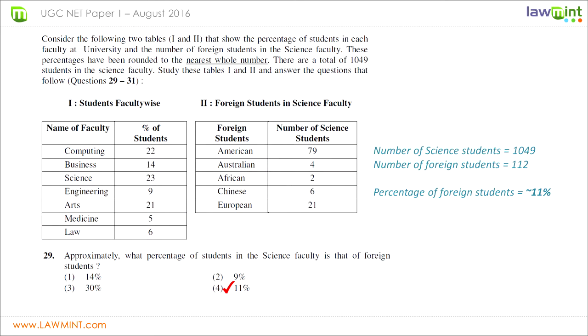The questions 29 to 31 are based on a pair of tables that is given in the question paper. Question number 29 asks us approximately what is the percentage of foreign students in the science faculty. Now the total number of students in the science faculty is given in the question itself, which is 1049, and we can calculate the total number of foreign students by adding up the numbers that are given in the second table. When we calculate the percentage, it approximately comes to 11%. So the answer choice 4 is the correct answer.